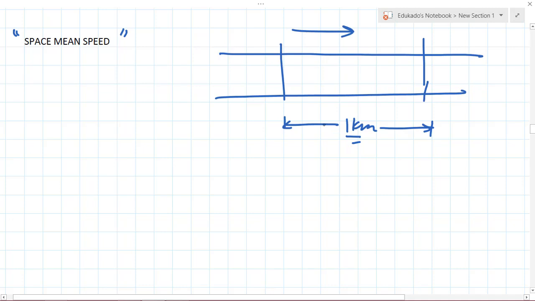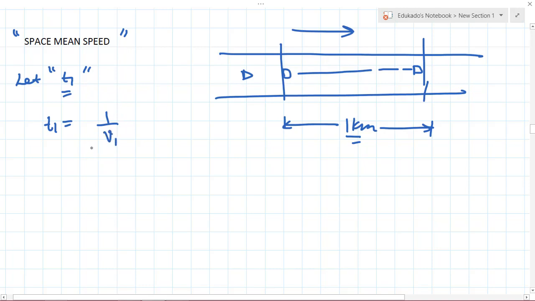So let's say T1 is the time taken by a vehicle to complete a unit distance. It is the time taken by a vehicle to go from here to here. It came in time T1. So I can say T1 equals 1 upon V1, where 1 is the distance. This is one thing I can say about it.